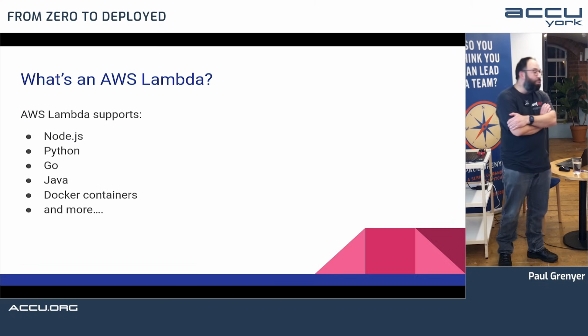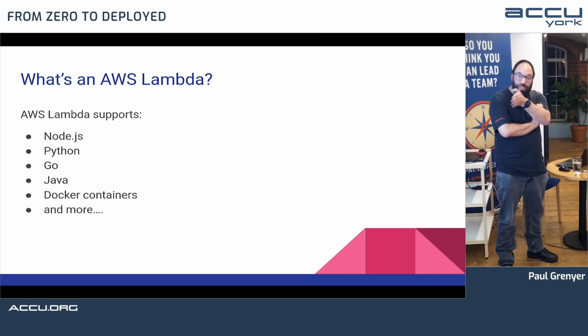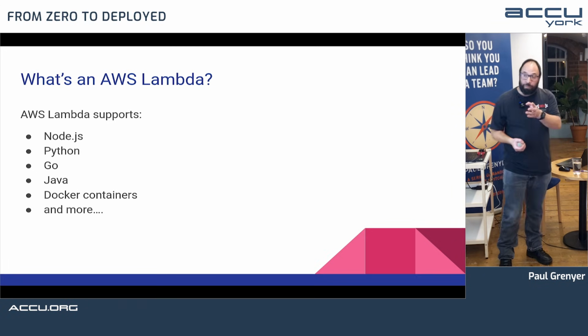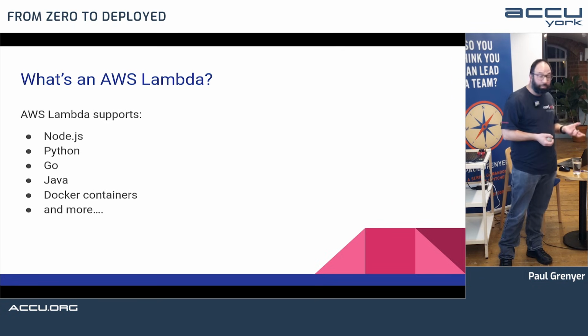And they run all sorts of different languages. So I'm a big Node.js fan. TypeScript specifically, but you can run Python, you can run Go, Java, all sorts of things, and we'll talk about some of the constraints there. And you can also run a very special Docker image that's provided by AWS. Are we all familiar with Docker? Everybody is these days, aren't they? Brilliant.